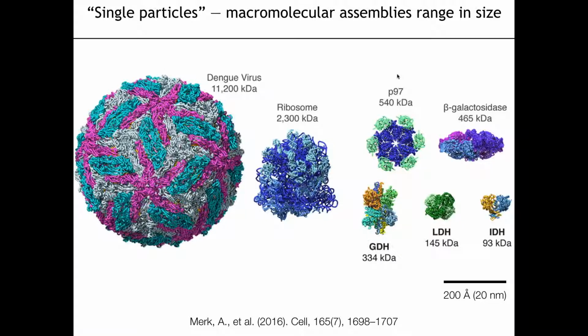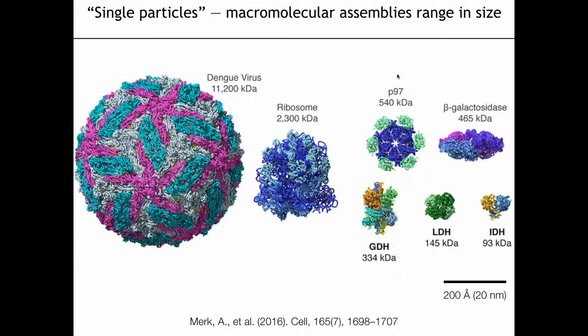As I said in the beginning, there's a fairly large depth of field in EM, which allows you to image molecules and specimens with different size ranges. In the case of single particles, these are some of the different size ranges that have been imaged. I believe all of these have been imaged to near atomic resolution.